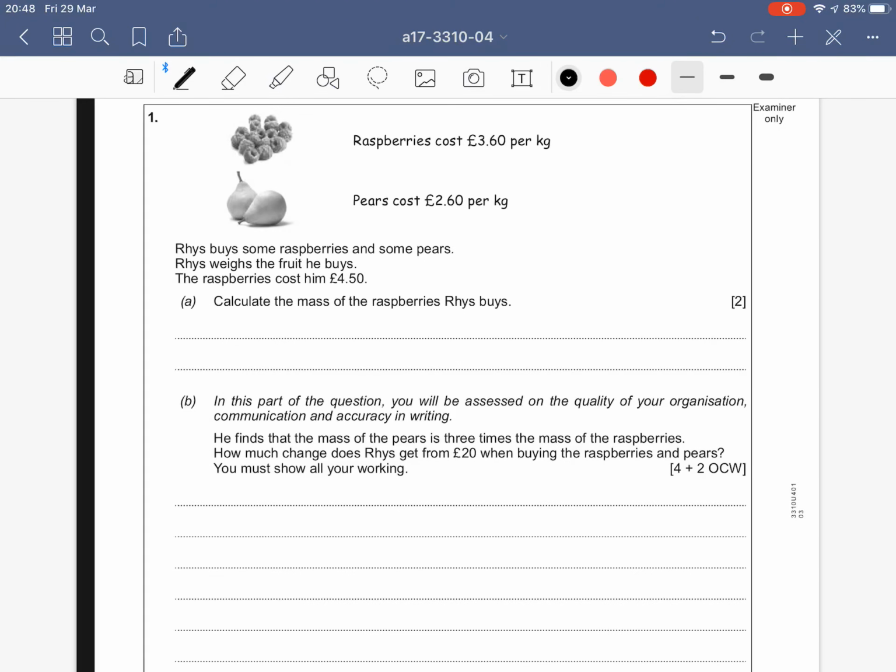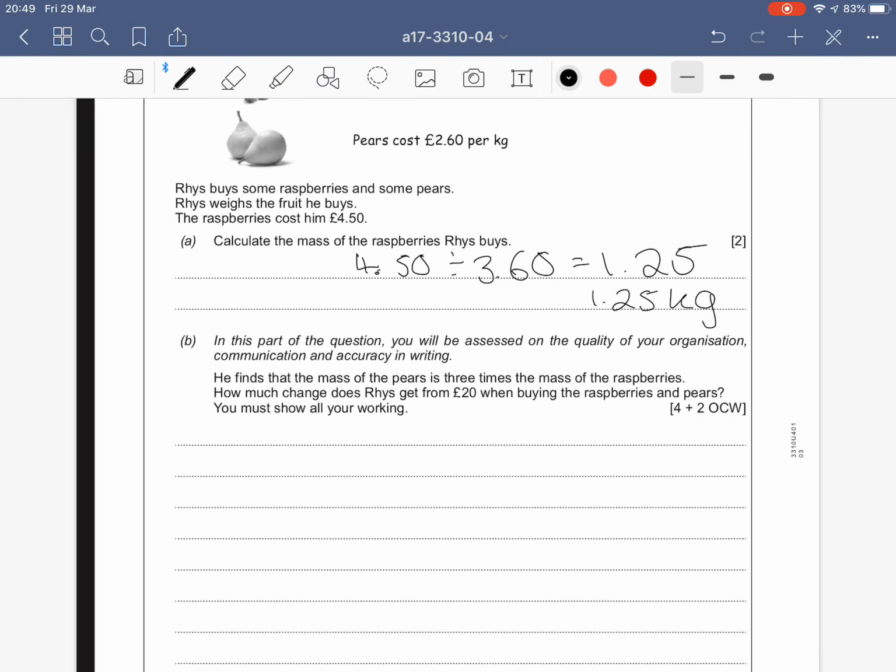So if it's £3.60 per kilogram and he spent £4.50, if we do £4.50 divided by 3.60, we can see how many kilograms he's used, and that should give us 1.25. Don't forget this is a calculator paper, so use it every possible time. So that's 1.25 kilograms. They don't say change it into grams, so you can just leave it like that. But if it was, it would be 1,250 grams.